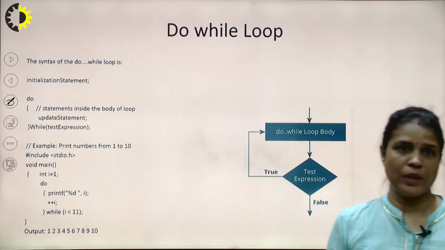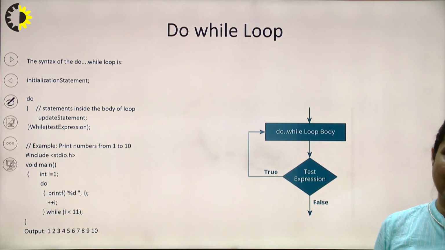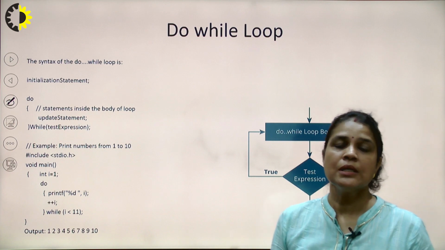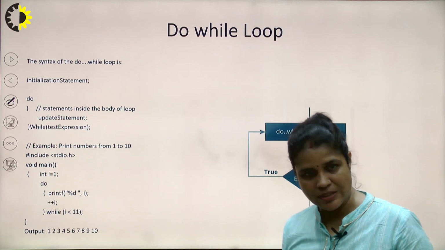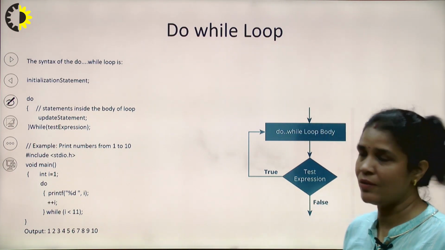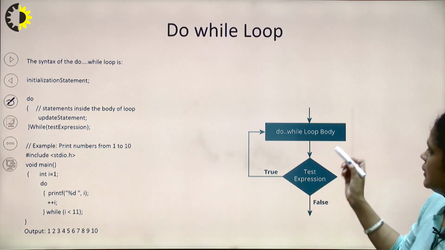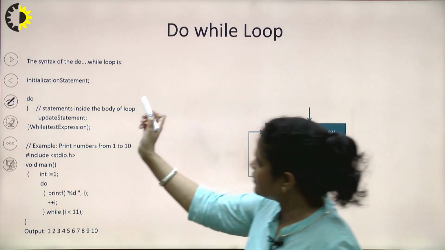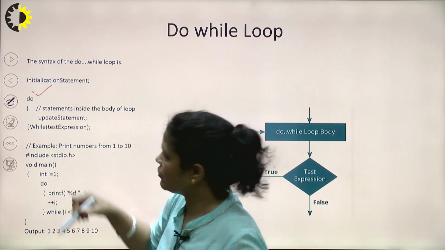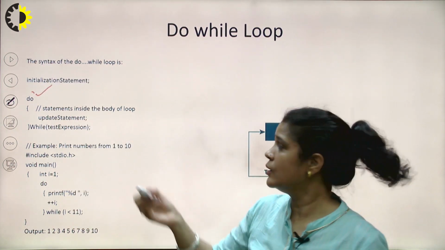It is also known as exit control loop. Why is it known as exit control loop? Because the condition will be checked at the time of exit from the loop, not at the time of entry. How will it work? We will simply write do. We are instructing the compiler: do.